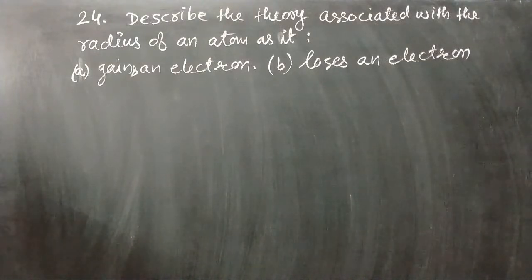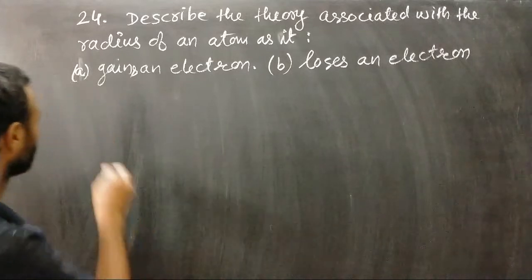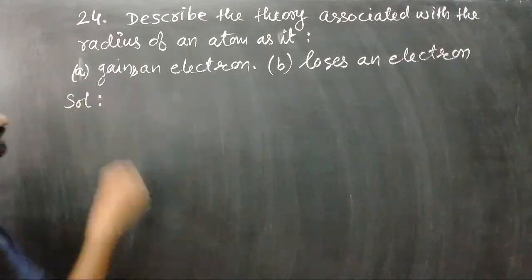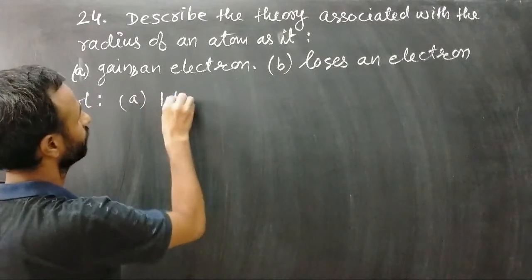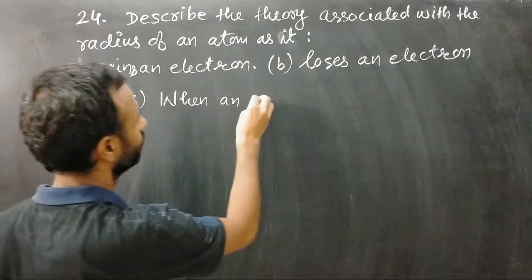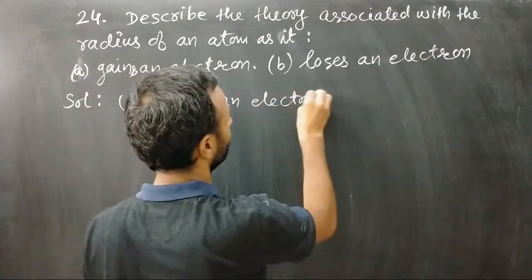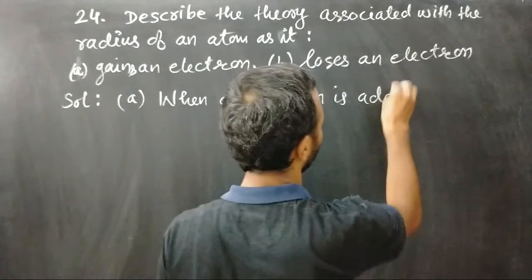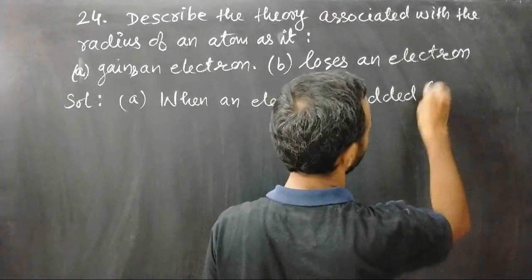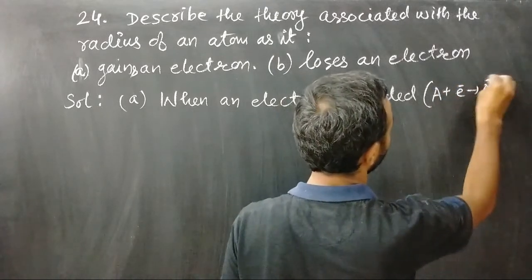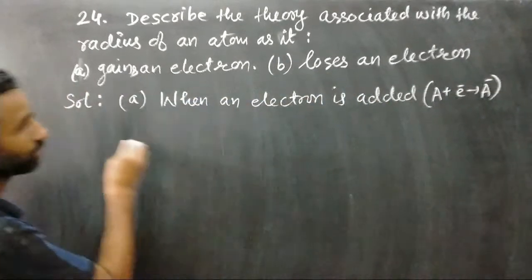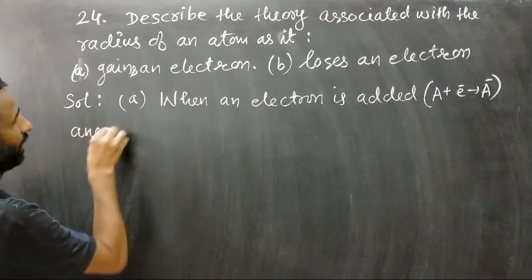Abhay, when an electron is added, radius increases and vice versa. Great. So that you know the answer, but I will write it. So when an electron is added, we get an anion. When electron is added, an ion is formed.